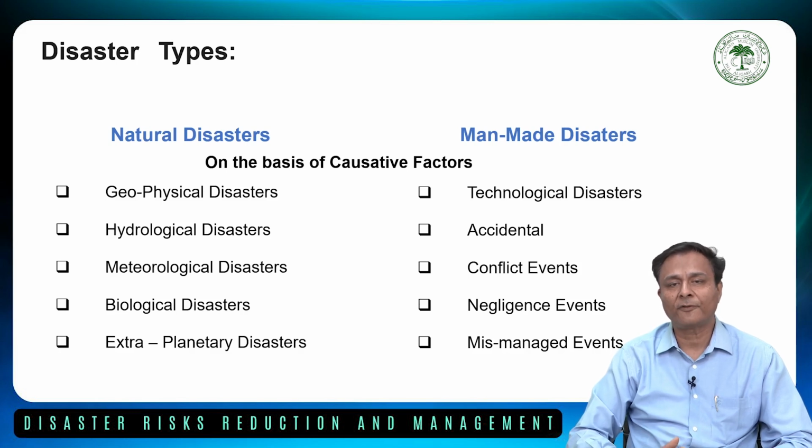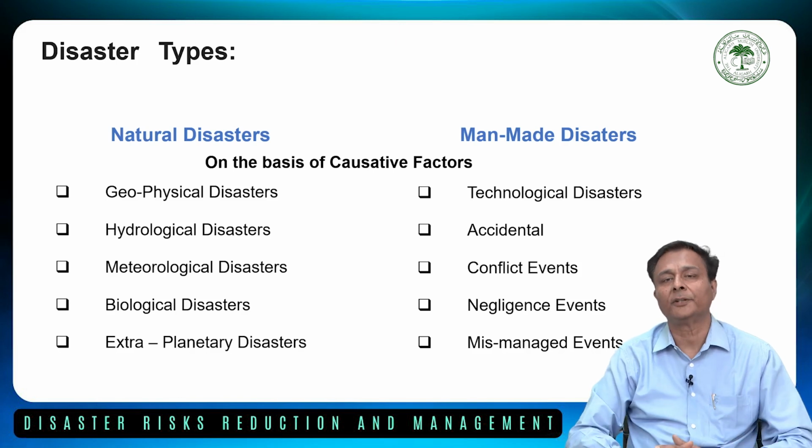So on the basis of causative factors, natural disasters can be classified into geophysical disasters, the events like earthquakes or volcanoes. They are dependent on endogenetic forces, the forces which originate and mostly result in events which are under the surface of the earth, but their impact is felt over the earth's surface with losses to human beings.